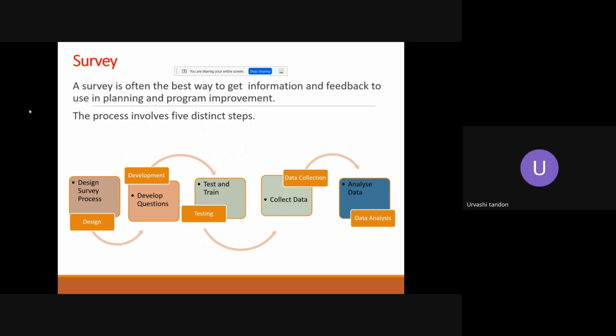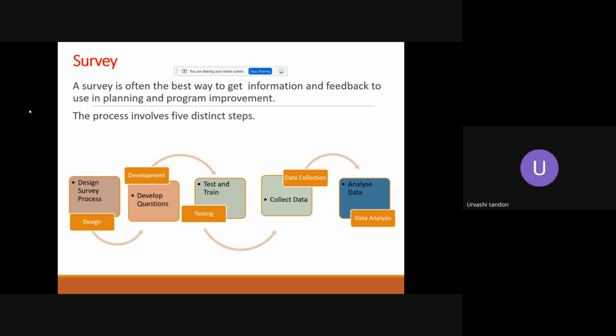So a survey is often the best way to get the information and feedback used in planning and program improvement. See, this is a very important part. Once the theoretical and conceptual framework is clear, then we go for designing the questionnaire. We try to make our questionnaire in sync with the objectives of your study. So every objective should have certain questions, or certain scale items, that will lead to measuring that particular objective, or solving a problem related to that particular objective.